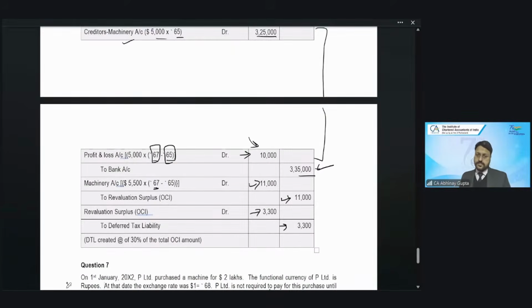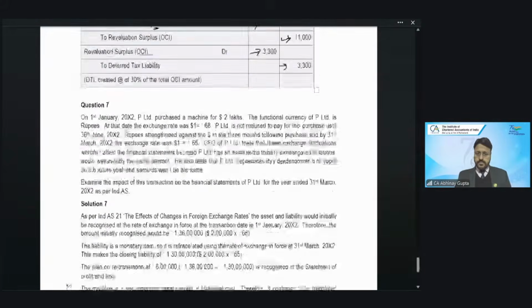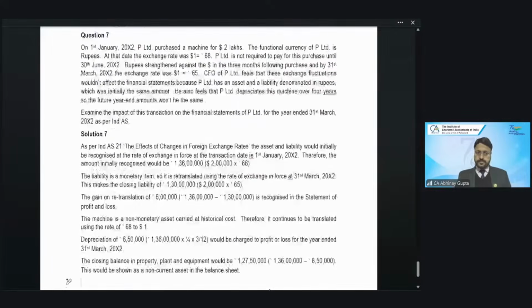Yes, sir. I missed on that DTL portion, sir. Okay. Rest all you have done correctly. Correct? Yes, sir. Perfect. So DTL, if tax rate is given in the question, we need to include the journal entry for the deferred tax liability as well. In case the tax rate is not given in the question, then we can skip on that in the examination. Clear? Yes, sir. Got it.